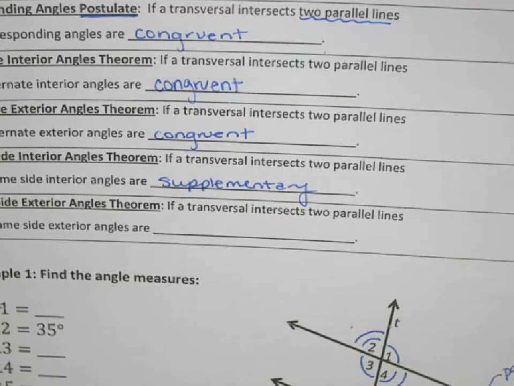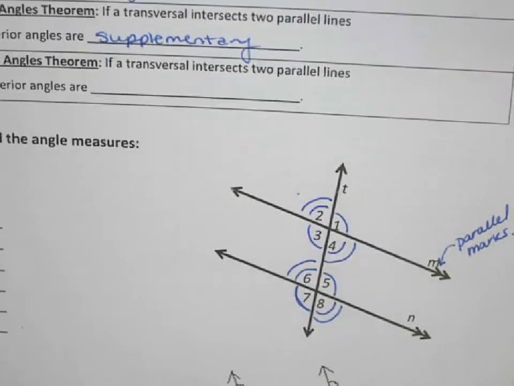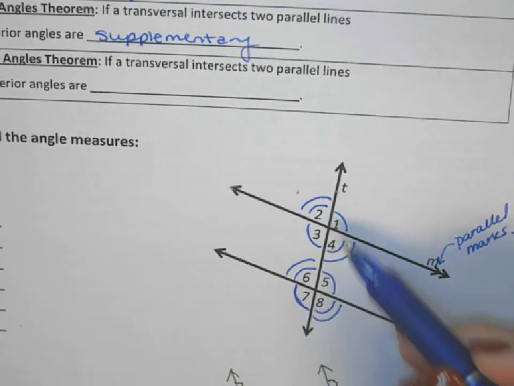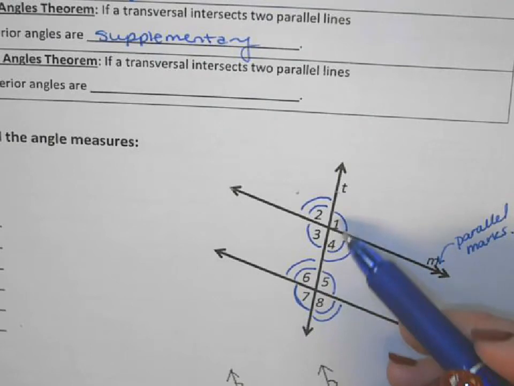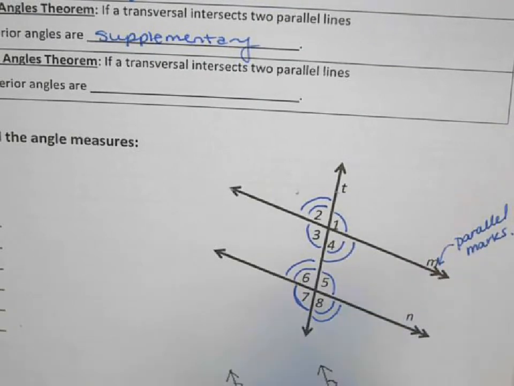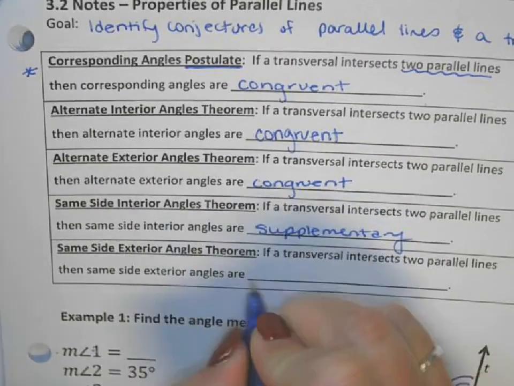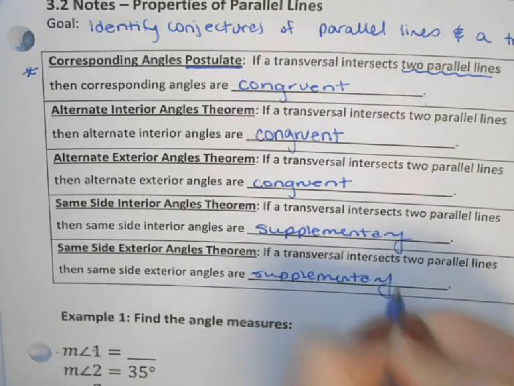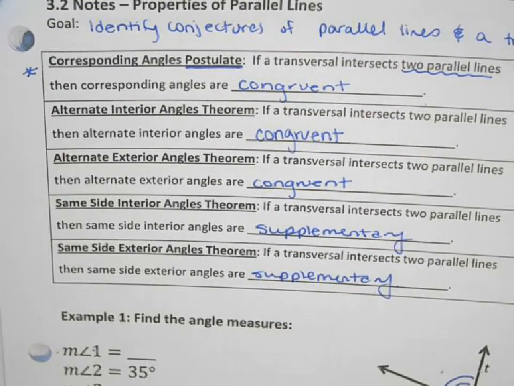The same side exterior angles theorem says if a transversal intersects 2 parallel lines, then the same side exterior angles are, what's a pair of same side exterior angles here? 1 and 8 are same side exterior angles. 1 and 8 have what kind of relationship? They're also supplementary because one's a single arc, the other one's a double arc. And we know that those are supplementary.